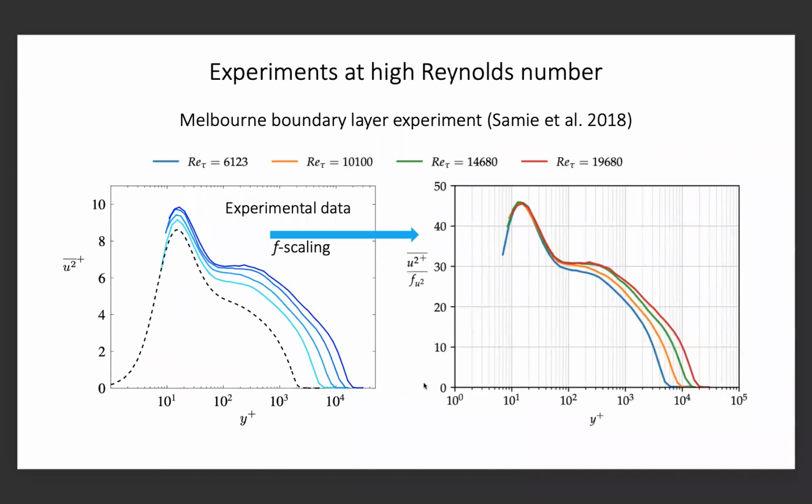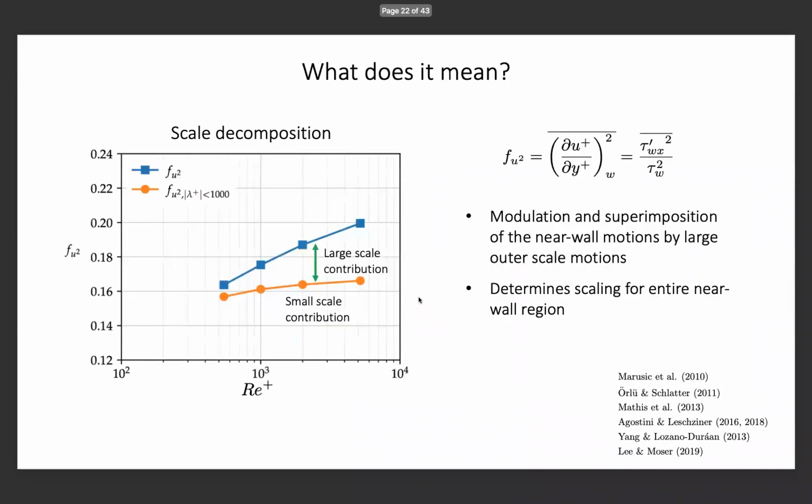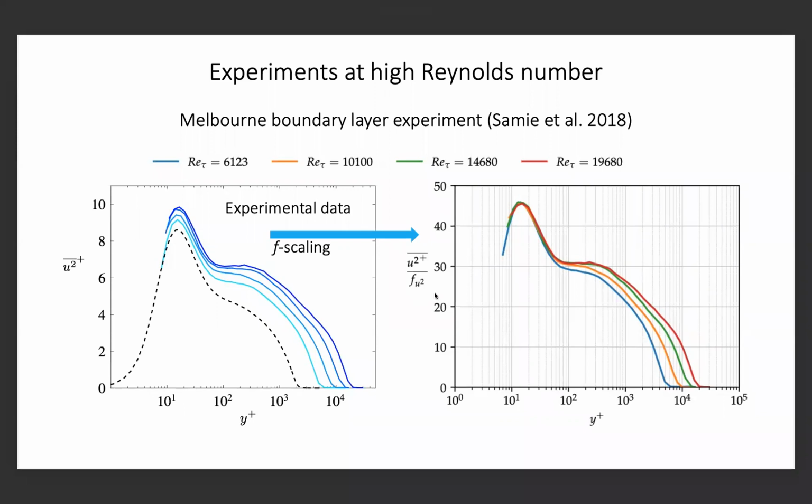If we take that same F scaling and apply it to the experimental data that we had from the Melbourne boundary layer tunnel, the boundary layer experiment with the NSTAP probes, and we apply that F scaling, then we see it also collapses this much higher Reynolds number result over the full range of Reynolds numbers rather impressively.